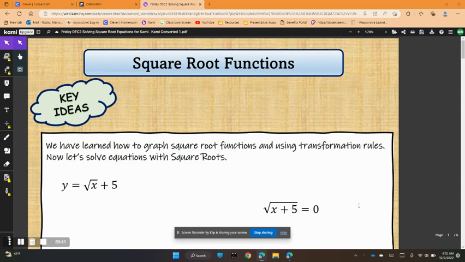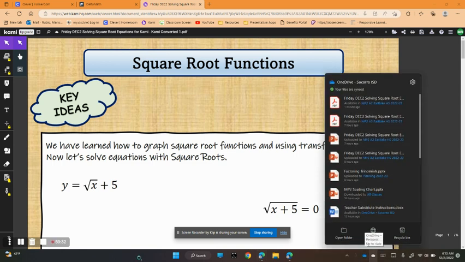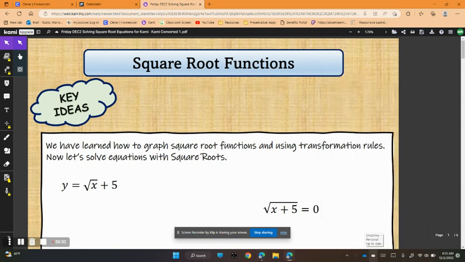Remember, you have IXL due today, you have a Delta Math due today, and then today I'm going to make these notes for you. Please take the notes in your notebook, and there's going to be another Delta Math that I'm assigning for these practice problems, which will be due on Monday.